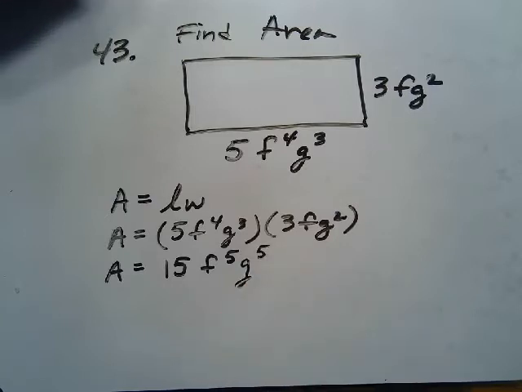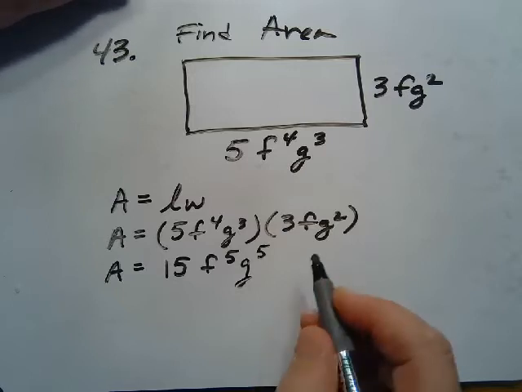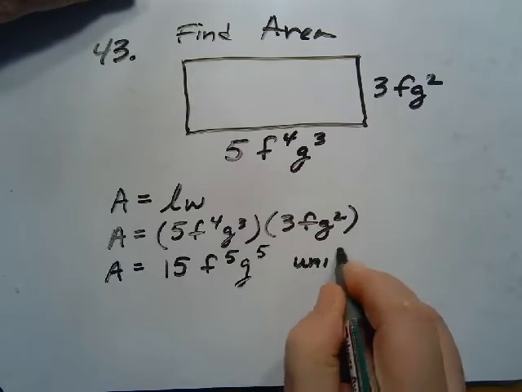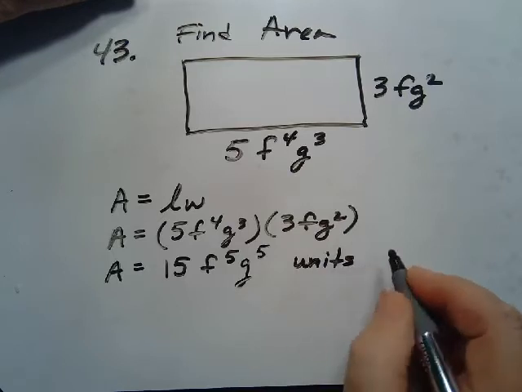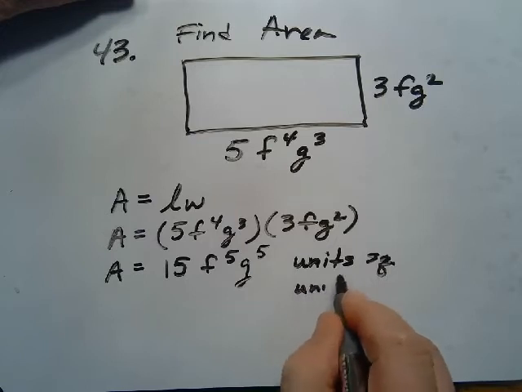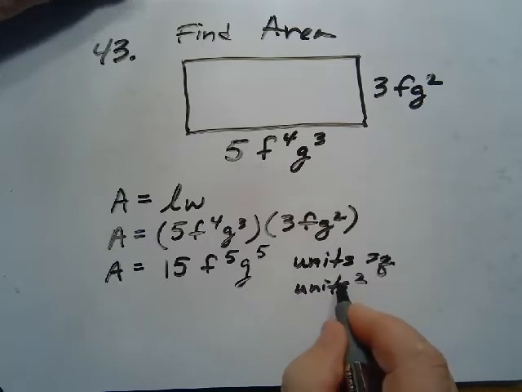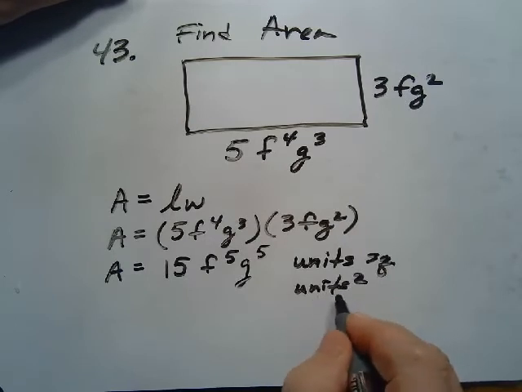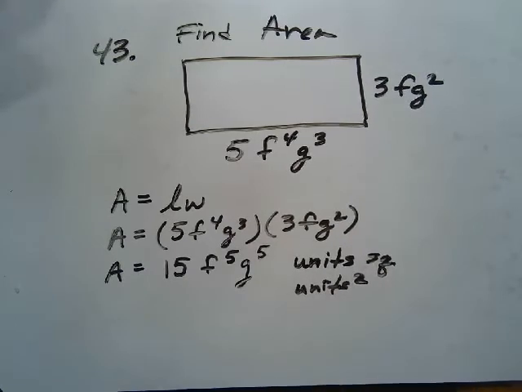And usually we like to write our answer in terms of units. It didn't give us any units here, so we're going to just use the word units. And because this is area, this is units squared. Or you could just write it units squared. This is a simple way of writing it. It doesn't mean you're taking and squaring the units here, but it does mean units squared. So you could write your answer that way.